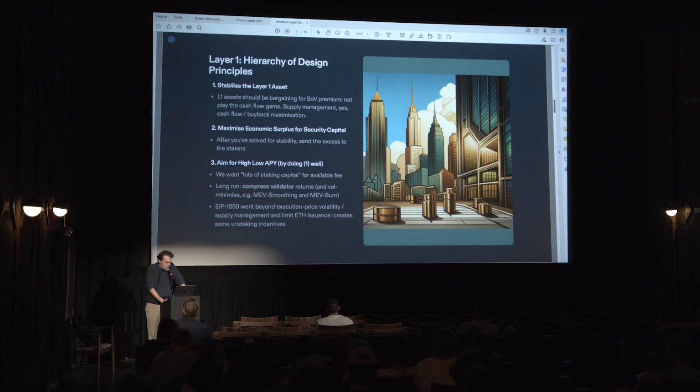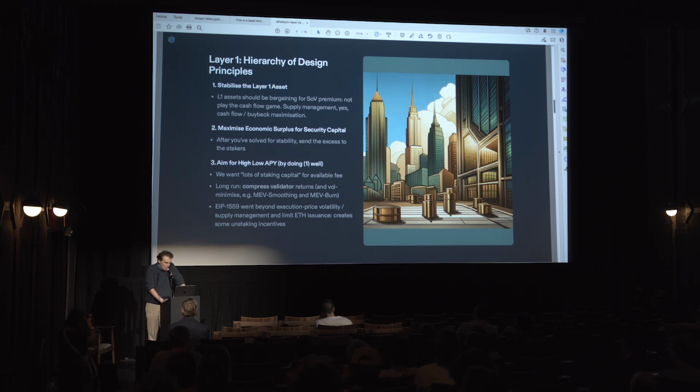So here are some possible layer 1 design principles in the hierarchy I think they should be addressed in. Number 1 is just do enough by returning cash flow through some sort of burn mechanism to the layer 1 asset so that you manage its supply. You make it a plausible part of the monetary furniture. Then the next thing to do is take any additional surplus and make the aggregate number of dollars maximally available for security capital for validators.